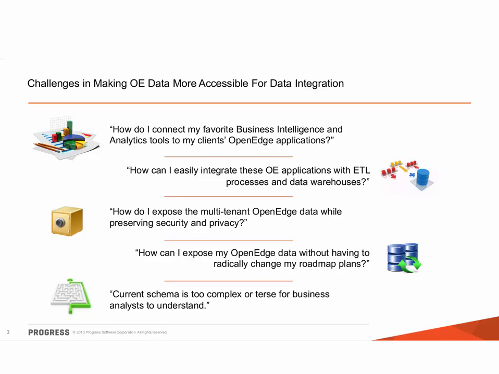Security really is one of the premier qualifications that we need to preserve when we're trying to access this data. How can I expose my OpenEdge data without having to radically change my roadmap plans? How do we implement this very easily and quickly? A lot of times the current schema is far too complex or maybe terse for business analysts to understand. So how do we simplify that? How do we make that easier for everyone who's accessing the data to understand?